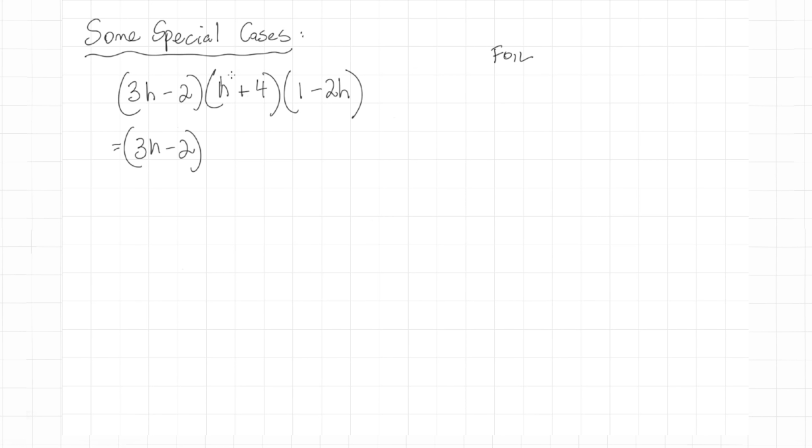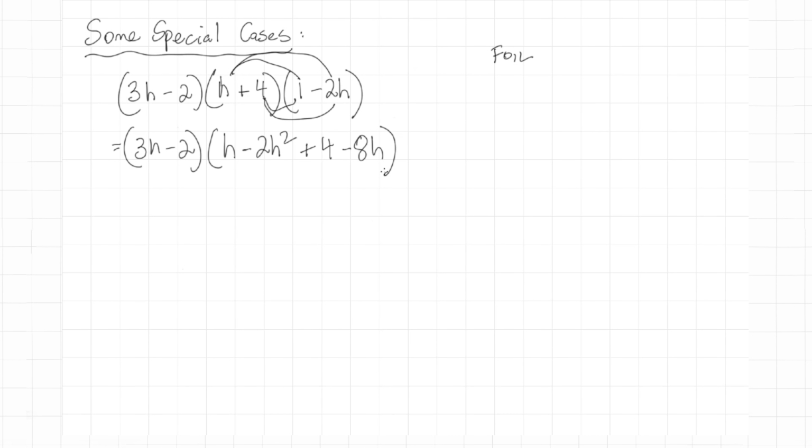We'll now use FOIL. So we've got first: h times 1 is h. We'll just put two brackets together there, indicating that there's a multiplication in between. So we've got h times 1, that's first. Outer: h times negative 2h is negative 2h squared. Inner: plus 4 times plus 1 is plus 4. And then the last is plus 4 times negative 2h is negative 8h.